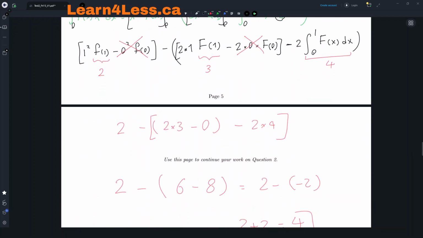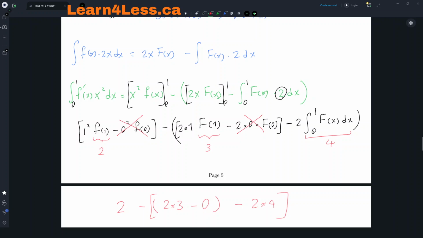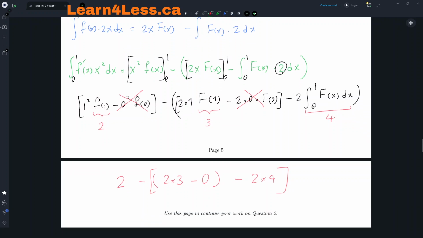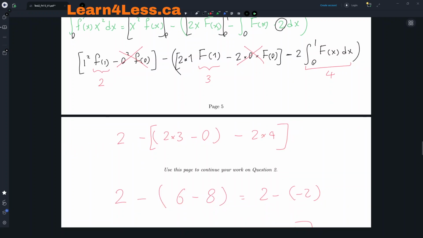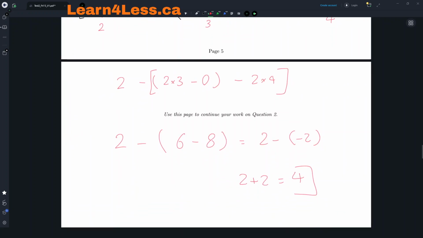I hope it was clear what we did. We basically did integration by parts twice, but if there was any question, feel free to reach out to me and ask your question.